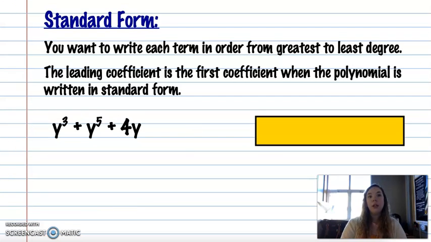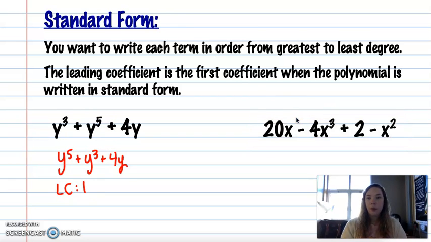Standard form. So standard form means that we are writing these polynomials in order from largest exponent to smallest. So you want to write each term in order from greatest to least degree, which is referencing the exponents. The leading coefficient is the first coefficient after it's written in standard form. So here, this is my largest exponent, so I want y to the 5th first. Then this is my next one, so plus y to the 3rd plus 4y. So now it's in order from greatest to least, and my leading coefficient, since there's not a number here, is a 1.